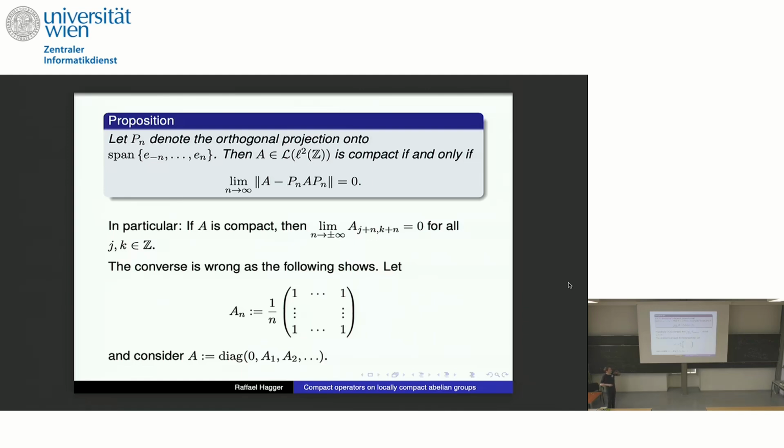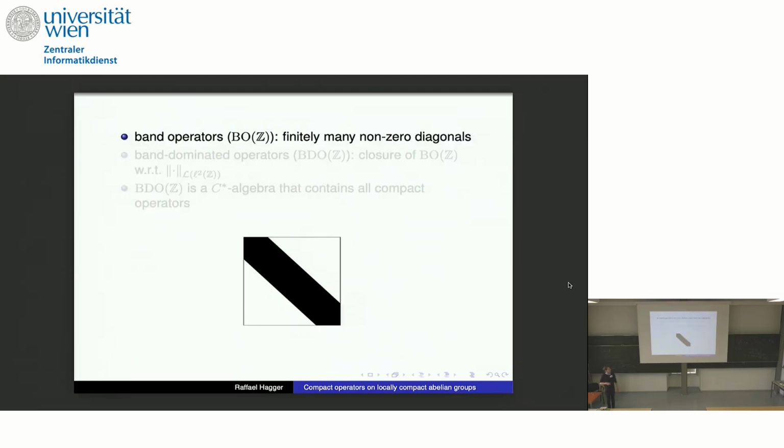So that's why I'm saying this is not very useful. You can look at your matrix, you can know all the entries, everything goes to 0, but you're still not compact. So what do you do? Well, I claim that for a certain class of operators, this is actually sufficient. So I'm going to introduce a class of operators that I call band operators.